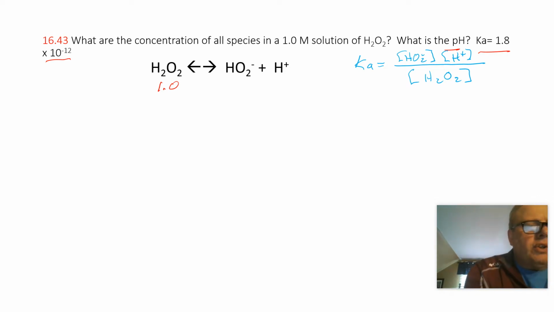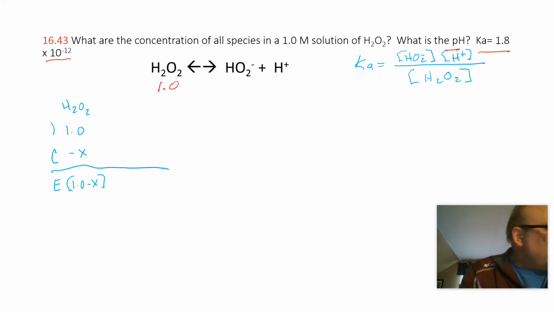So now I'm going to come over to this side. I'm going to make an ICE chart, and I've got the H2O2 here, that's 1.0, and it's going to be a minus X, so at equilibrium, it's going to be 1.0 minus X. And then here, both of these guys are going to start at zeros, and they're going to be plus X's. So they're going to sit there at X.